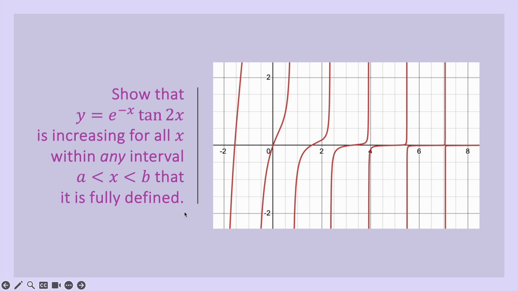So this little part of the question where it says show it's increasing within any interval that it's fully defined just means exclude the asymptotes. If you take any section or any interval of x, prove that the function is going up. So as always, give the problem a go before you see the solution, and we'll see you in the next video.